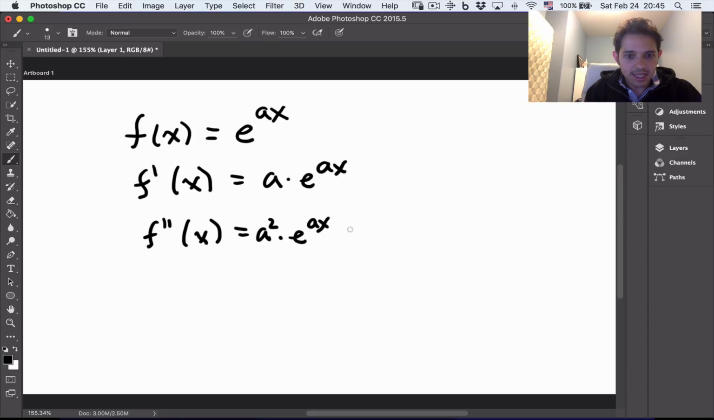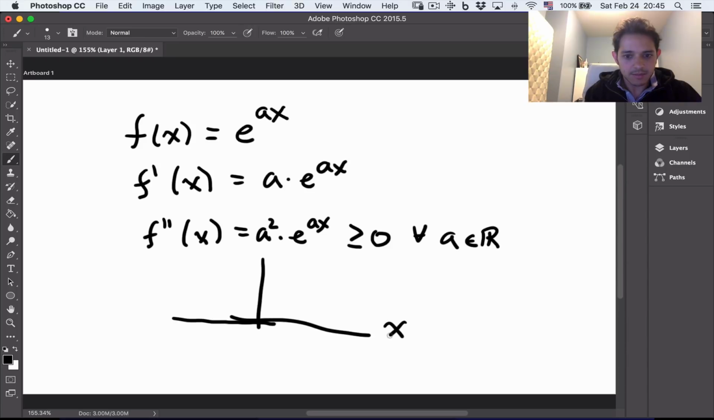Now we can see that this will be greater than or equal to 0 for all real values of a. In fact, a squared is always non-negative. It's 0 or positive because it's a square. And e to the ax, recall that it has this sort of shape. Right? This is e to the ax, which is always positive for every argument x that you give it.